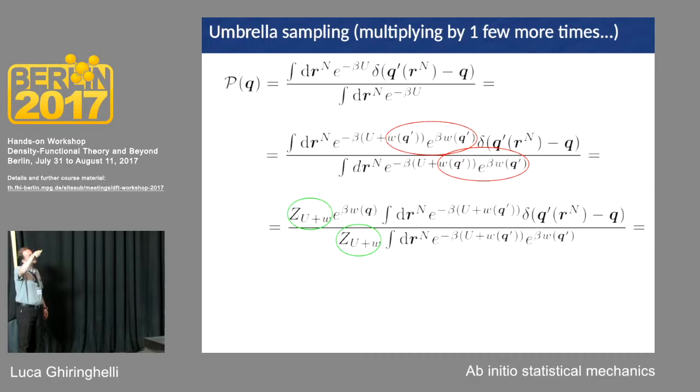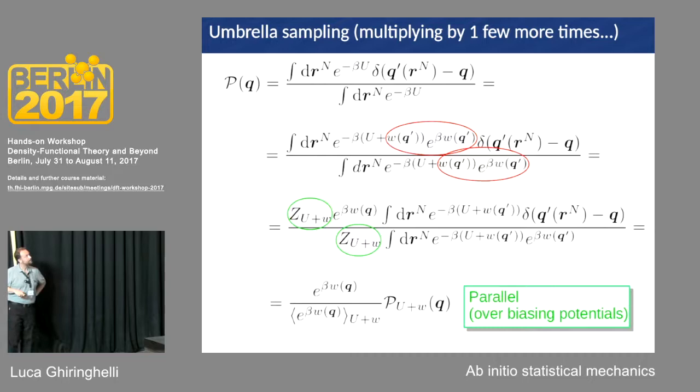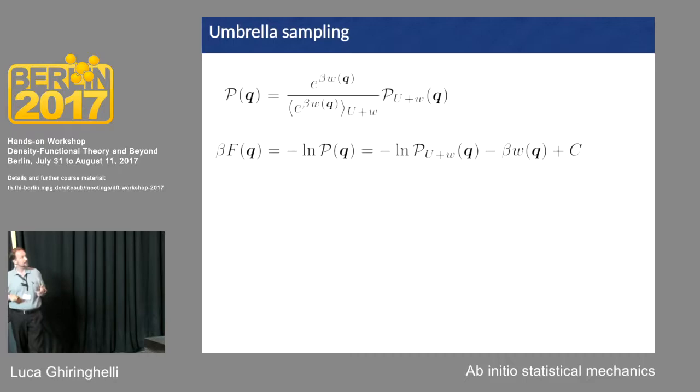You see it here. So the probability that the system has a certain value with a certain Hamiltonian U is related to the probability with the system with a different Hamiltonian, reweighted by these two terms here. If you need more steps to bridge because your overlap is still not good, this can be parallelized. That is a typical method that is used for calculating free energies.